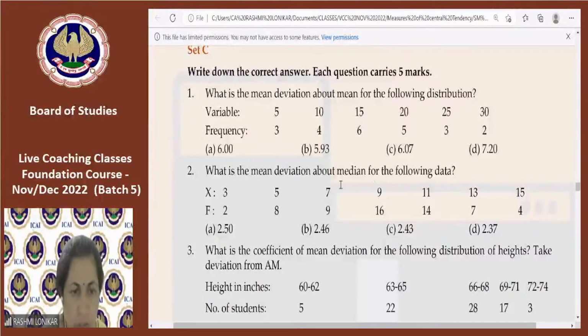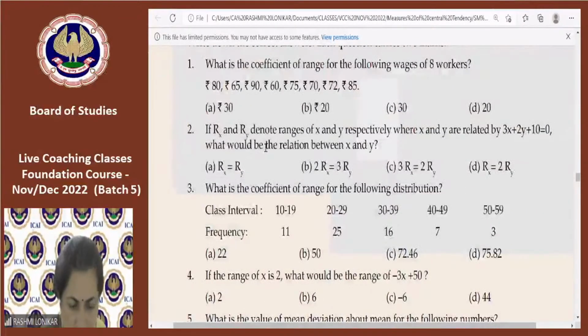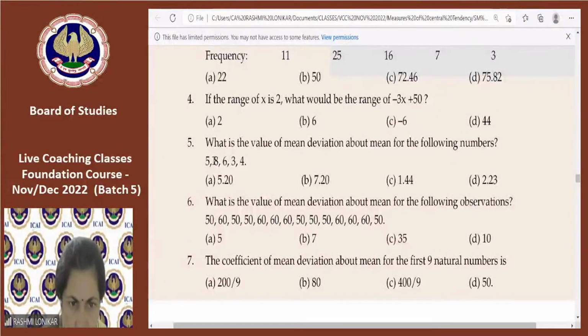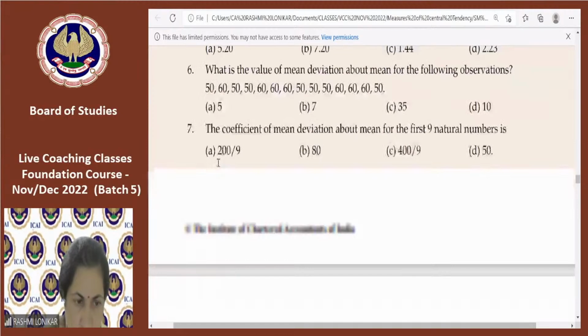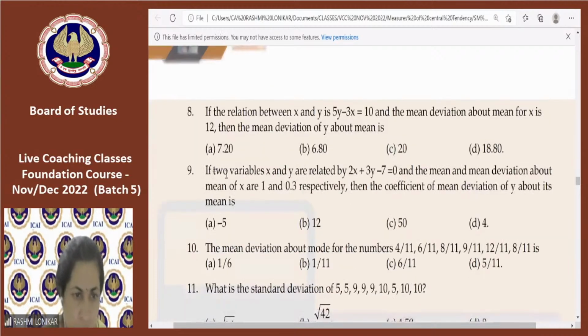Now, when you have this mean deviation about median for the following data, you may not get such big ones, but you may get it for five observations. So you can get that. The second question I've already done. The fifth question also we have done. The eighth also we have done. Okay, the eighth we have not done. Let me see.